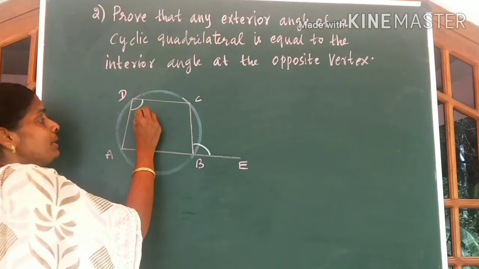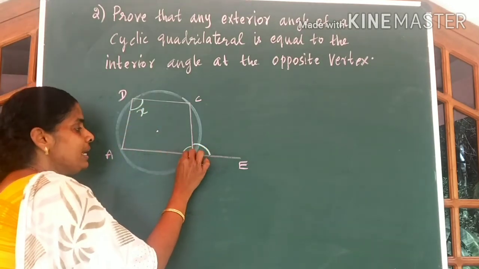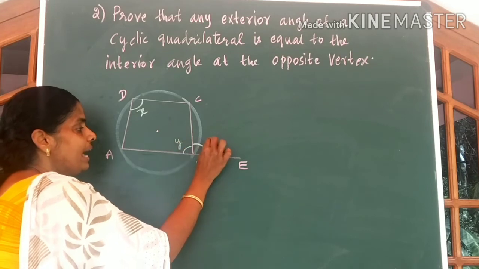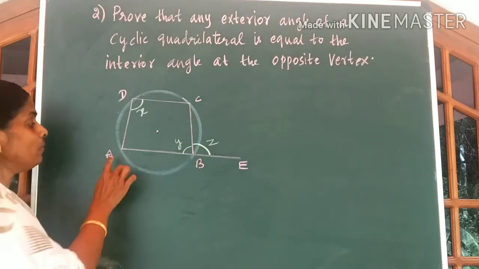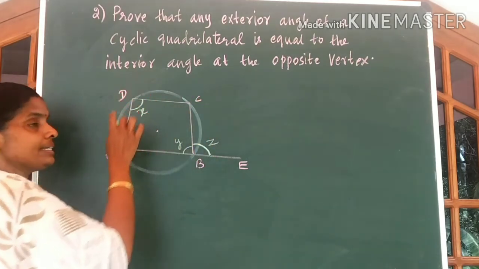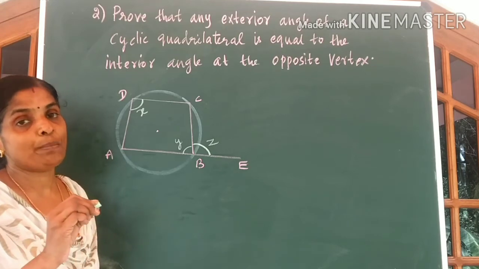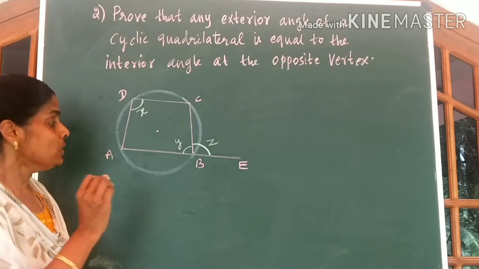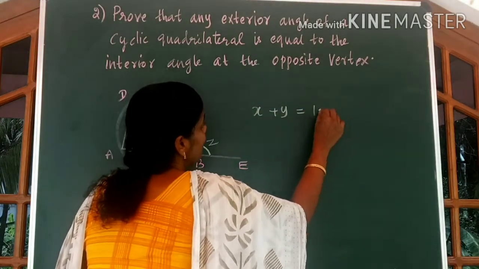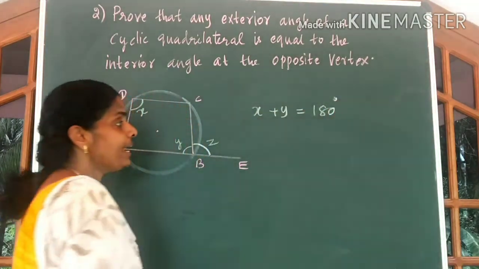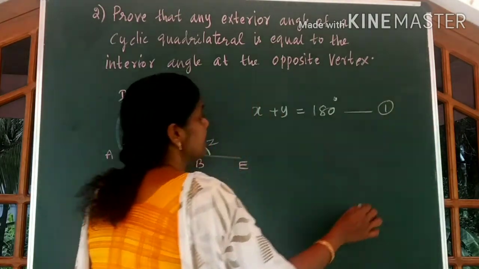Okay, let me name this angle as X, and let me name this angle as Y, and let this angle be equal to Z. Now you know ABCD is a cyclic quadrilateral. In a cyclic quadrilateral, opposite angles are supplementary. So I can write X plus Y to be equal to 180 degree. Okay, let us name this as the first equation.